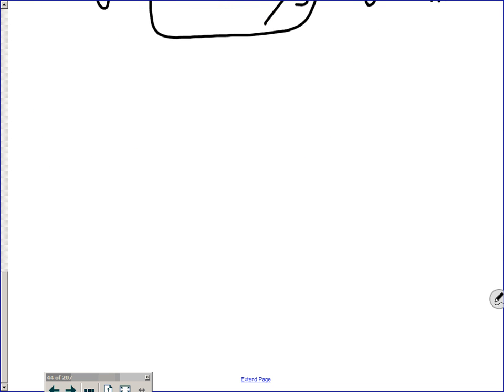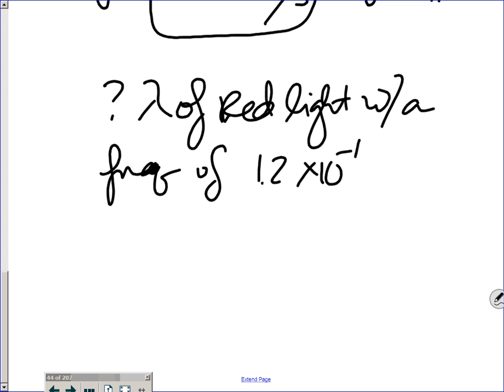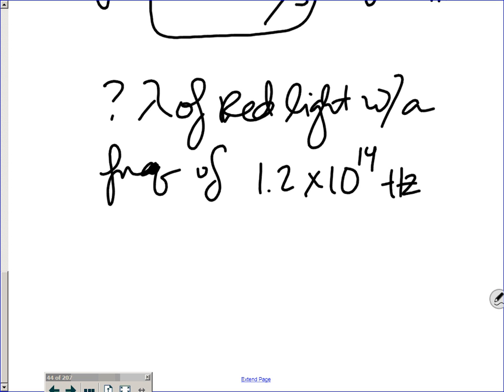What is the wavelength of red light with a frequency of 1.2 times 10 to the 14th hertz? Oh gosh, guys. I'll fix this marker while you guys are working. What is the wavelength of red light with a frequency of 1.2 times 10 to the 14th hertz?